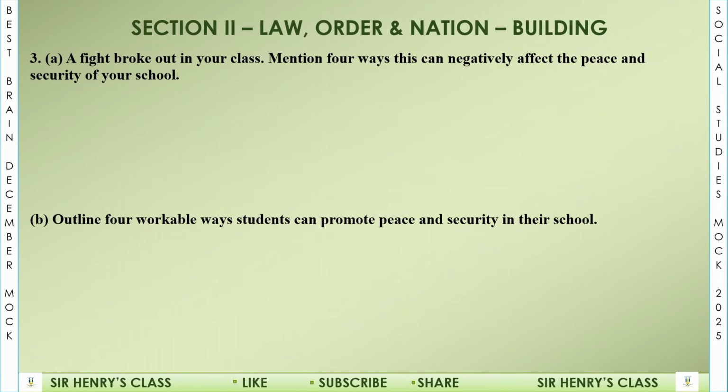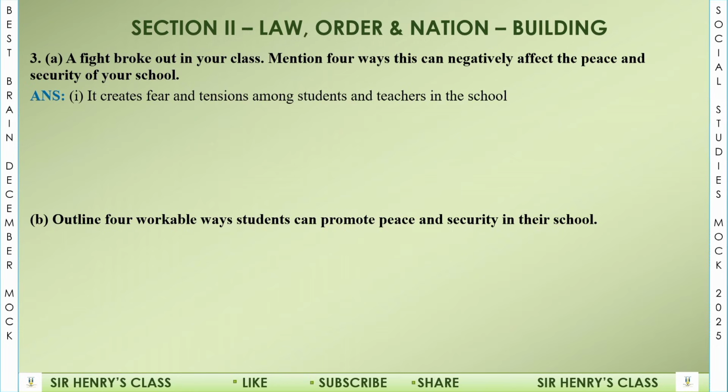Let's go to the second section, that is law, order, and nation building. Still under that section, number 3A says, a fight broke out in your class. Mention 4 ways this can negatively affect the peace and security of your school. So what will be the effects of breakdown of peace and security in your school? 1. It creates fear and tension among students and teachers in the school.